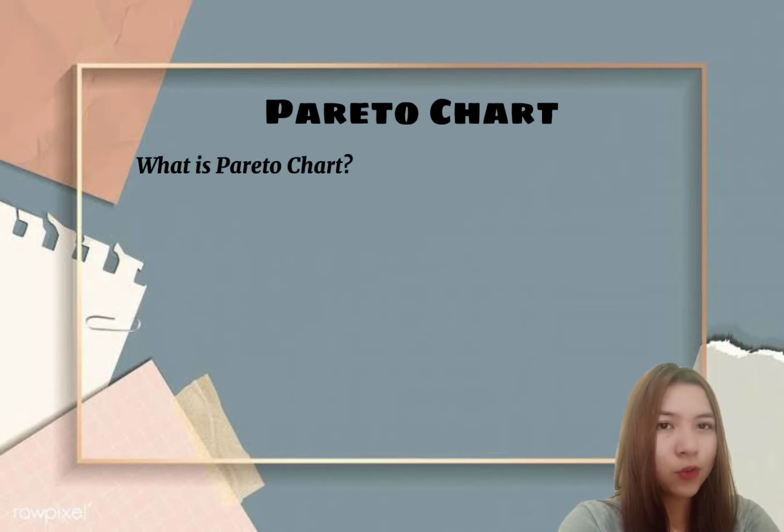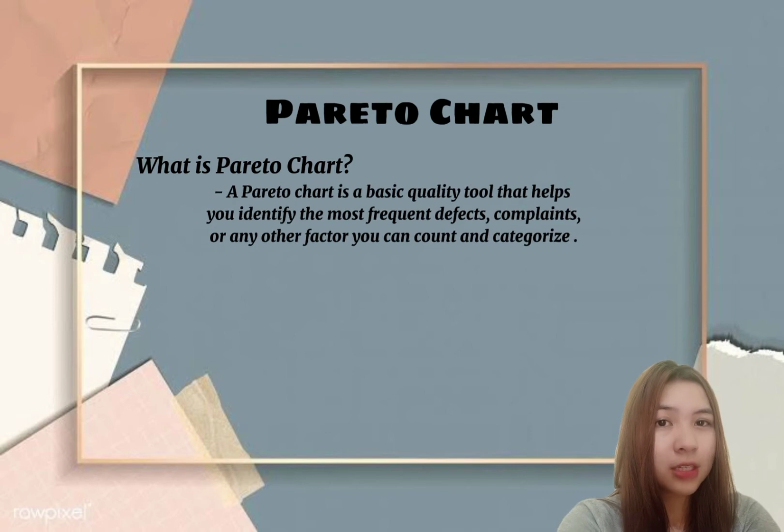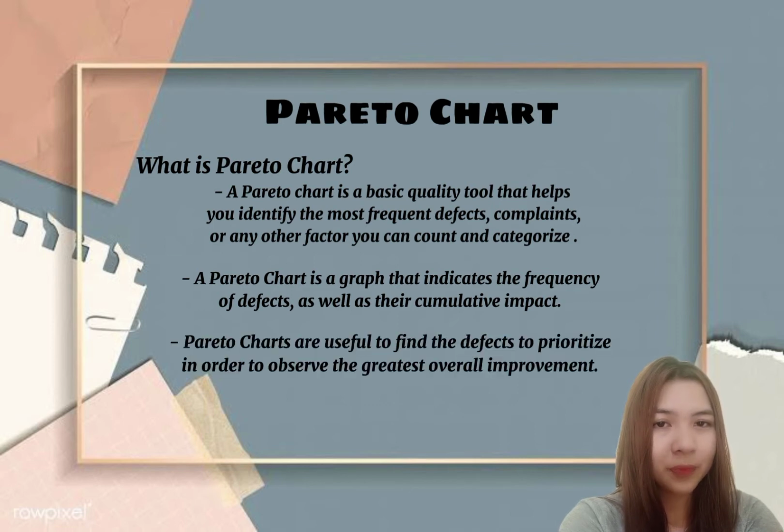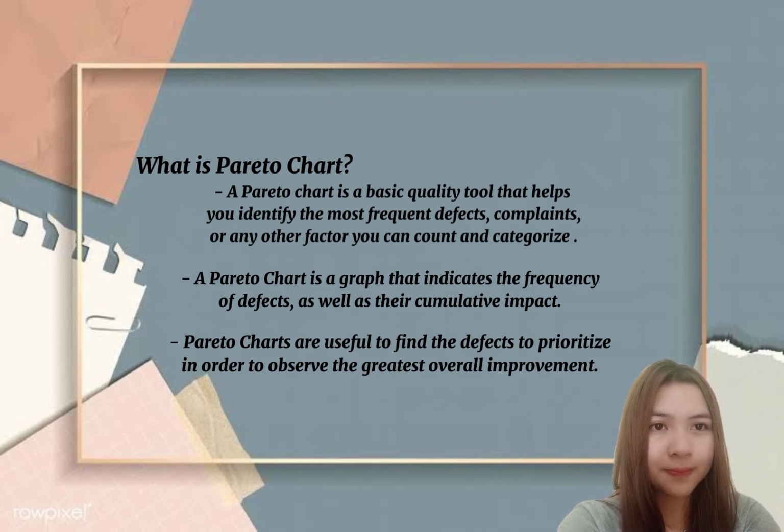So what is a Pareto chart? A Pareto chart is a basic quality tool that helps you to identify the most frequent defects, complaints, or any other factor you can count and categorize. For another definition, a Pareto chart is a graph that indicates the frequency of defects as well as their cumulative impact. Pareto charts are useful to find the defects to prioritize in order to observe the greatest overall improvement.